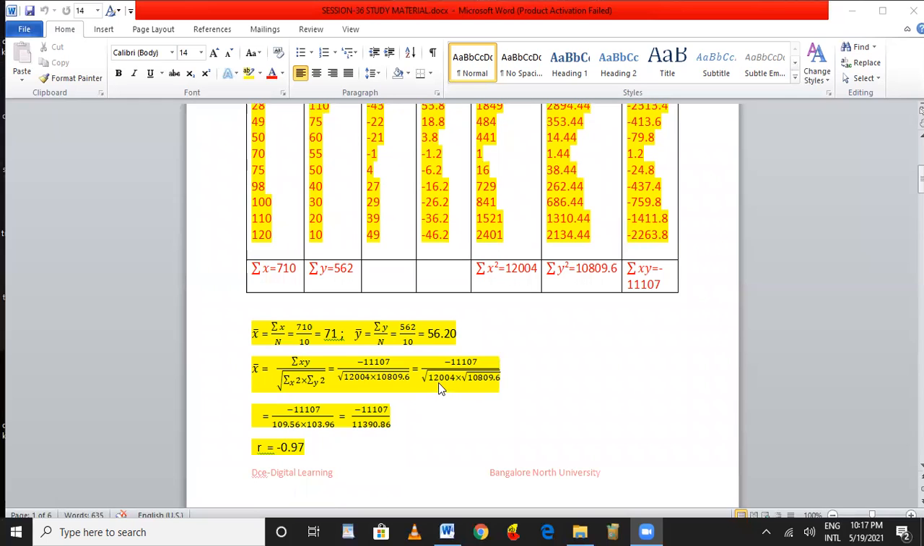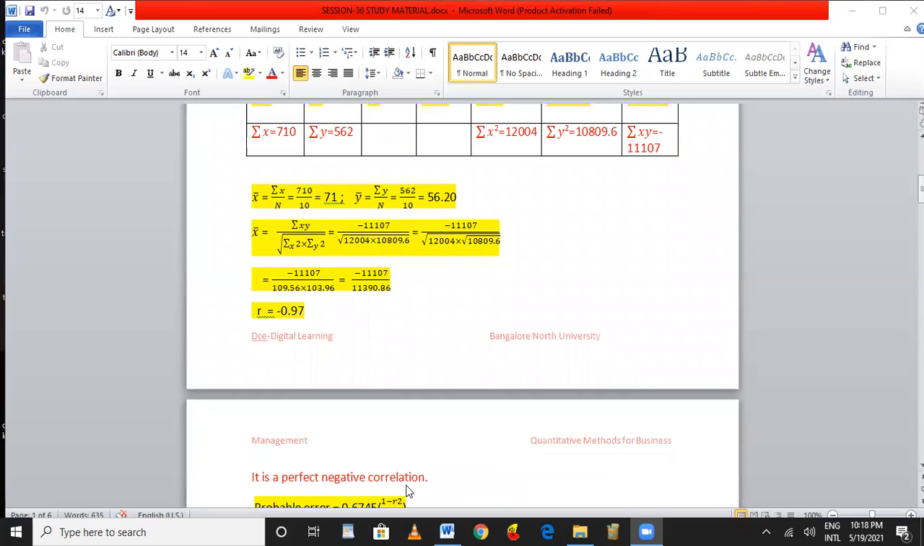the square root of 12,004 and the square root of 10,809.6. That comes to minus 11,107 divided by 109.56 into 103.96. The root of 12,004 is 109.56. The root of 10,809.6 is 103.96. If you multiply 109.56 and 103.96, we will get 11,390.86. If we divide, we will get r equal to minus 0.97.